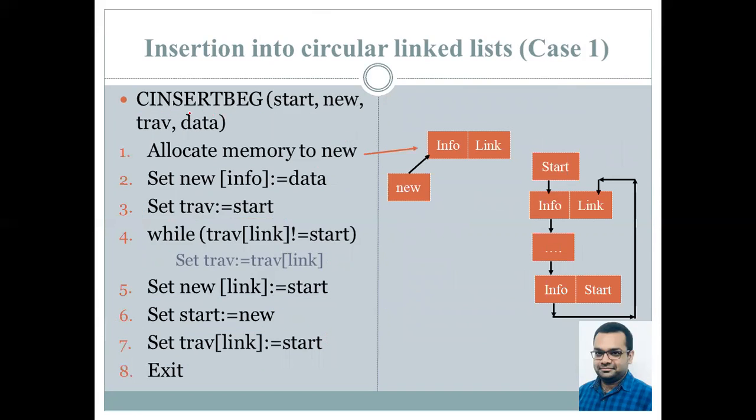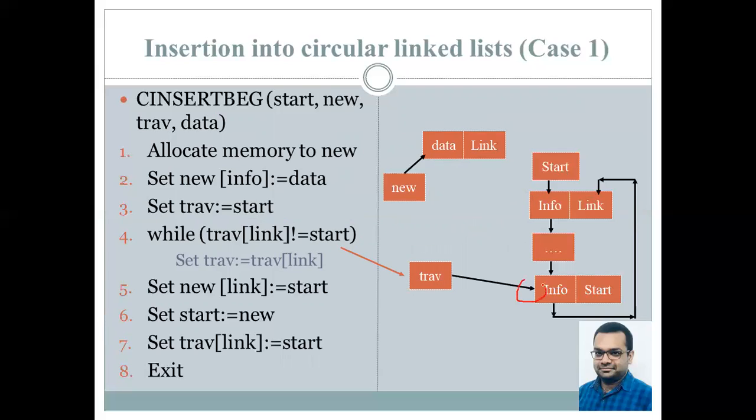We have called our procedure CInsert beginning. Now we allocate memory to new dynamically, and this is our circular linked list that is given to us. Now we'll assign its information part with the data value, which we may prompt the user to provide at runtime dynamically using the scanf function. Now initialize traversal to the address of the first node, and we'll check that yes, traversal link is not equal to start. Therefore, we keep on traversing through the linked list till the time we reach the last node.